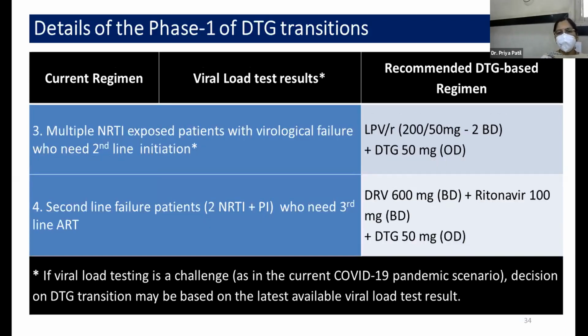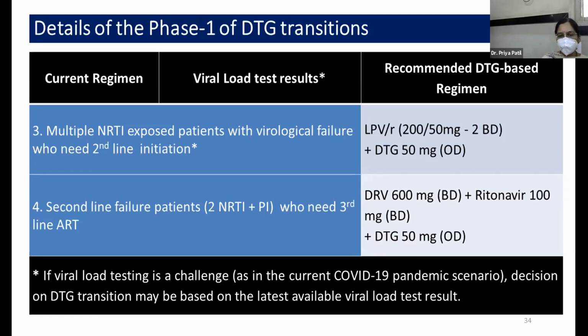Now, if the current regimen is a multi-NRTI exposed patient with virological failure who needs second line initiation. If a patient is exposed to multiple NRTIs and has virological failure, then generally we give such a patient raltegravir with LPVR regimen. So now in such a patient, we will be giving dolutegravir 50 mg OD with LPVR 250 BD, 2 BD. Now, second line failure patients, that is 2 NRTI plus PIs, who need third line ART.